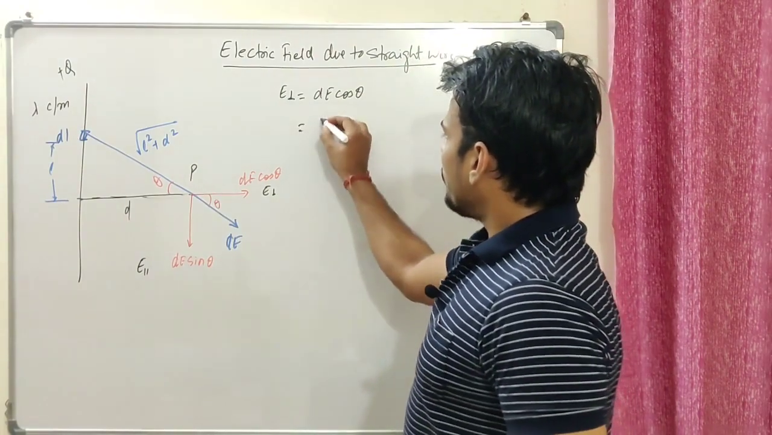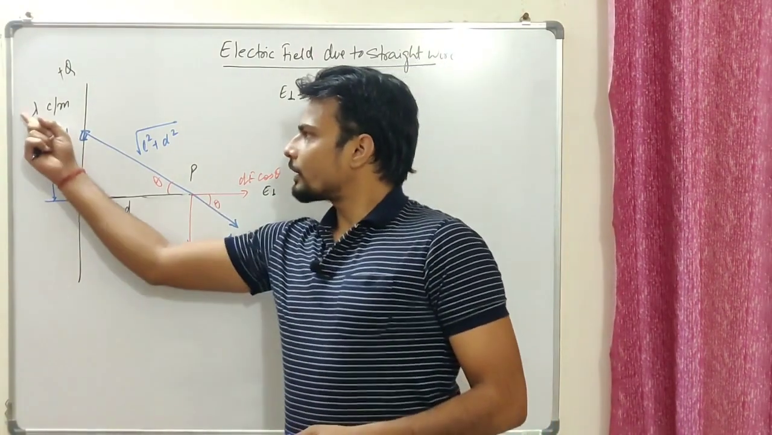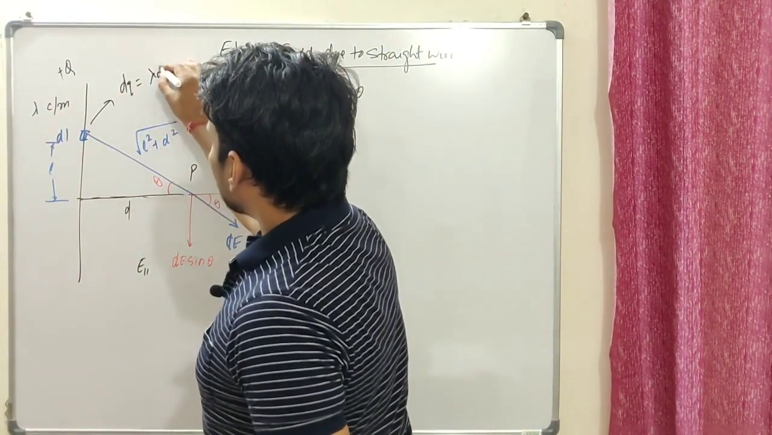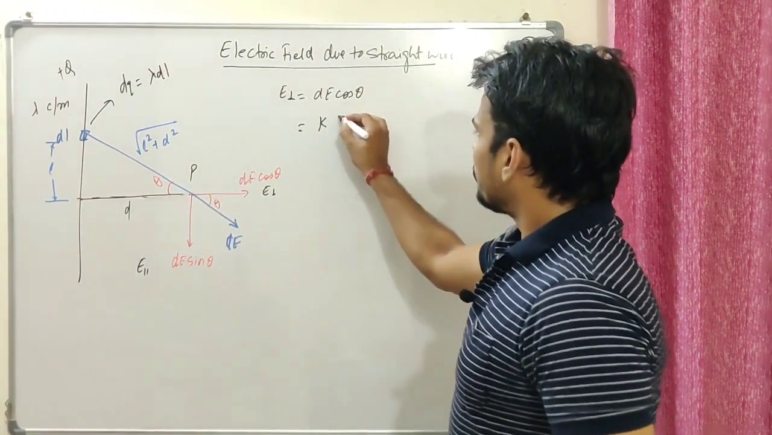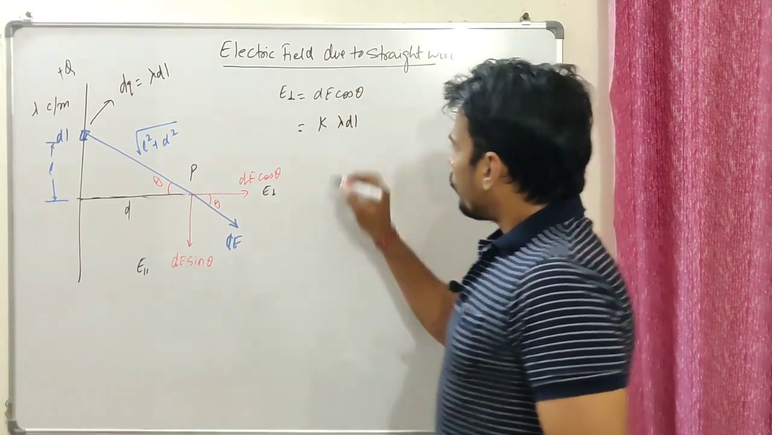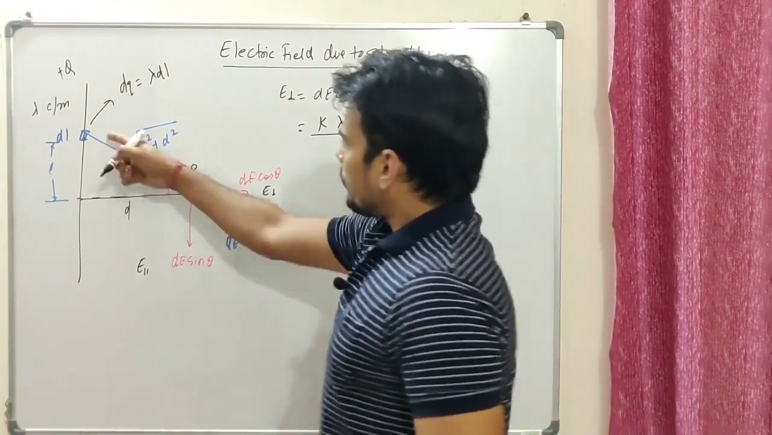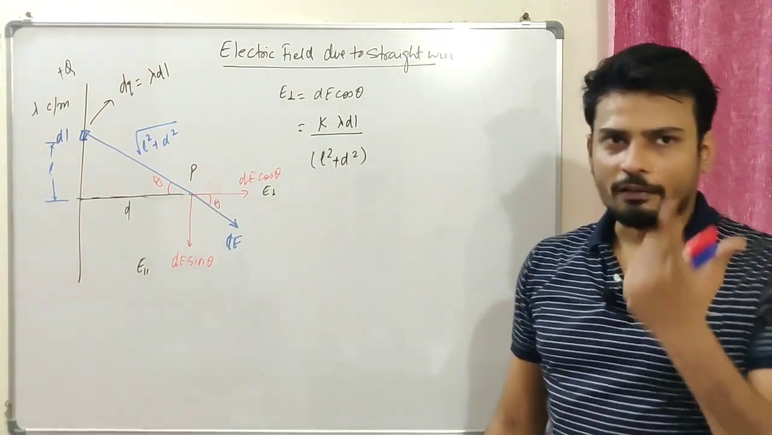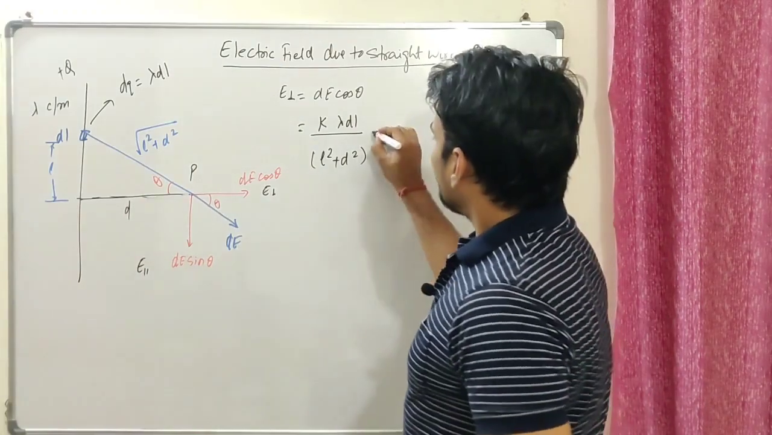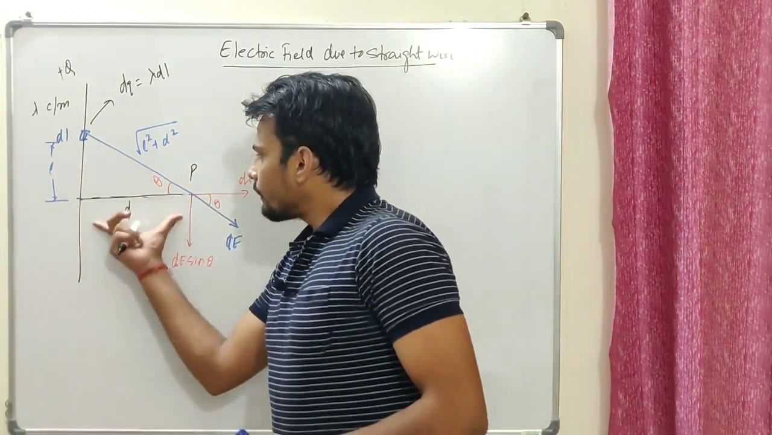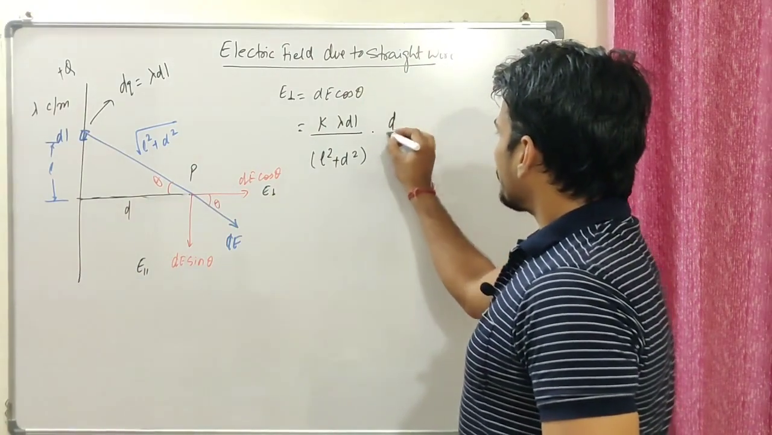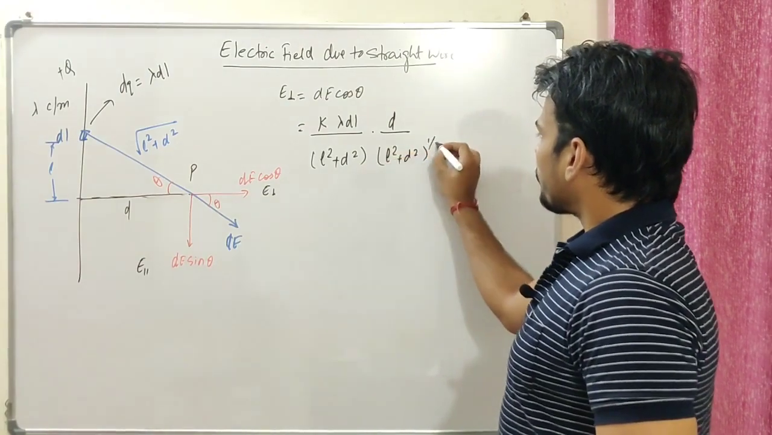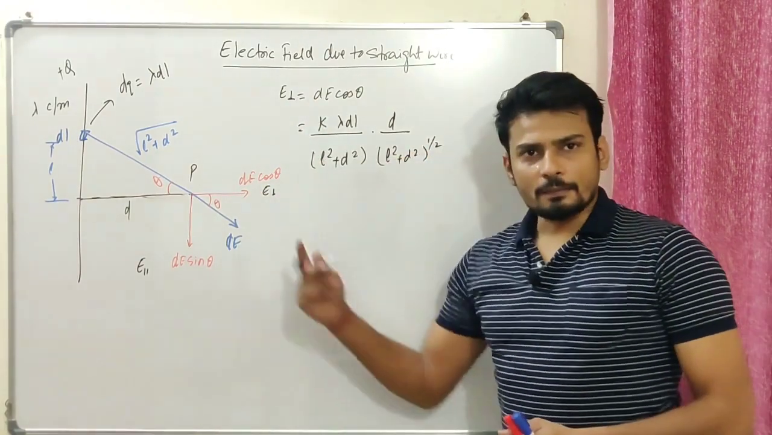Now dE should be K dq. Dq should be how much? Lambda times dl. If I write dq over here, dq should be lambda times dl. Alright, I'm going to have lambda times dl over r square. R square is this part, L square plus D square. The root of that will be eliminated because of the square factor. Now cos theta should be how much? D over this part. So cos theta is going to be D over your L square plus D square to the power of 1 by 2. So this is your E perpendicular, a small part of that.